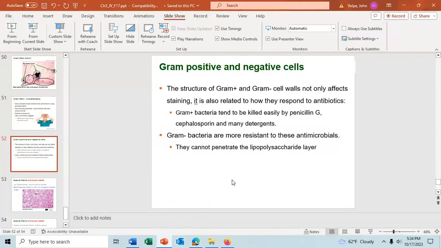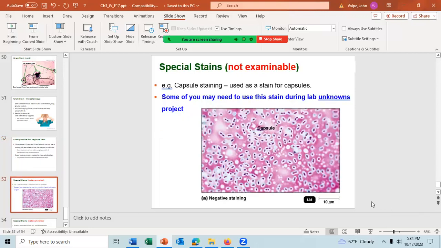So later on, don't tell me that gram-negative cells are harder to kill because penicillin G doesn't kill them. There are other antibiotics that we have that work on gram-negative cells, including ampicillin, which is a member of the penicillin family. All right, any questions about the gram stain?